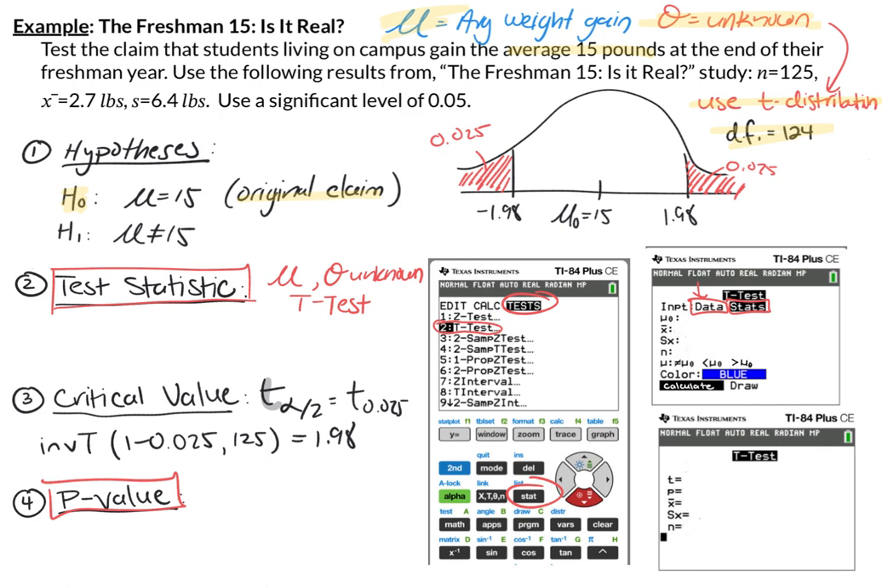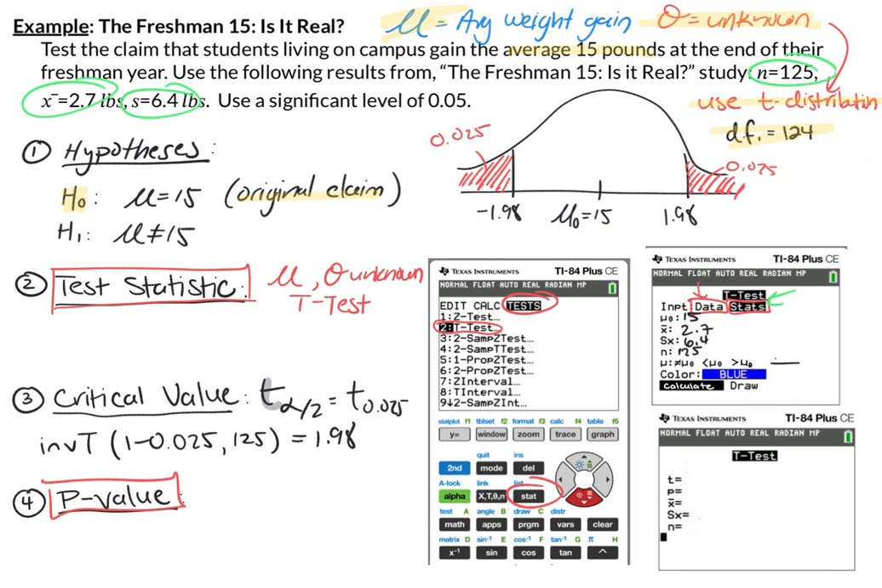In this situation, we don't have the data, but we do have some sample statistics. We know that the sample size is 125, sample mean is 2.7 pounds, and sample standard deviation is 6.4. We're going to choose that second option called stats, and then we're going to type in all of those sample statistics. So on your calculator, your mu naught value is the value that's in the null hypothesis. So you're going to type in 15 and then type in the sample mean value, 2.7 pounds, the standard deviation, which is 6.4, and also your sample size, which is 125.